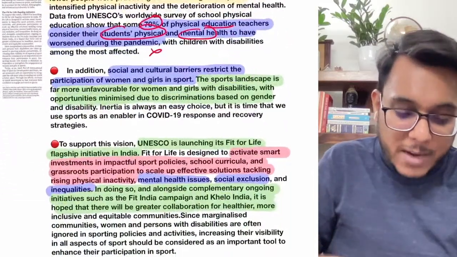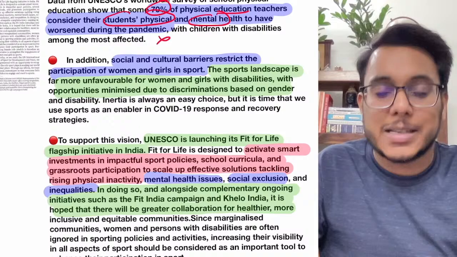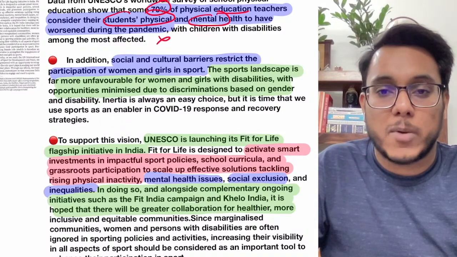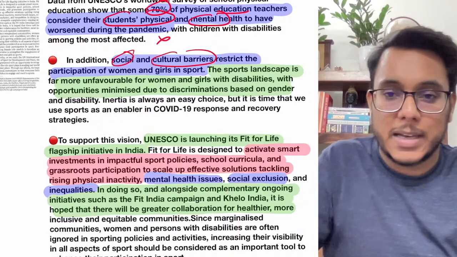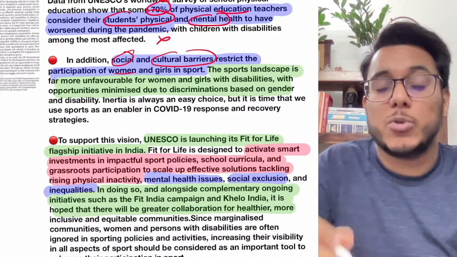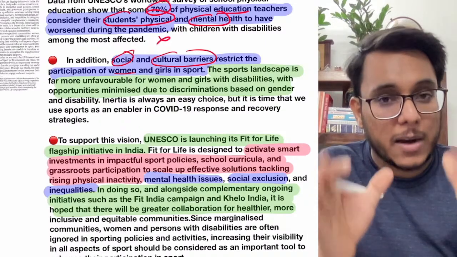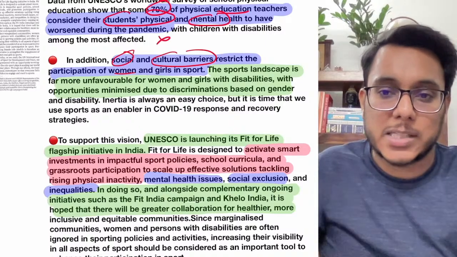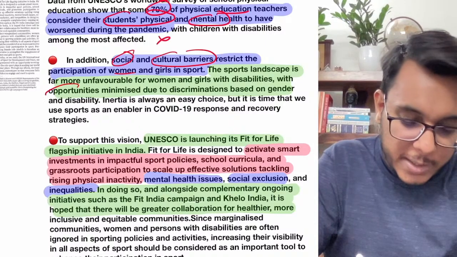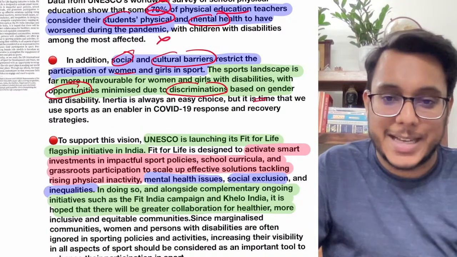When we talk about sports, there are particular barriers for girls and other types of people because of the social and cultural barriers existing in our society. When women, and particularly girls, are disabled, they are not preferred in sports, there are simply no facilities for them to participate, so the opportunities are very much minimized, and there is discrimination on the basis of gender and disability.